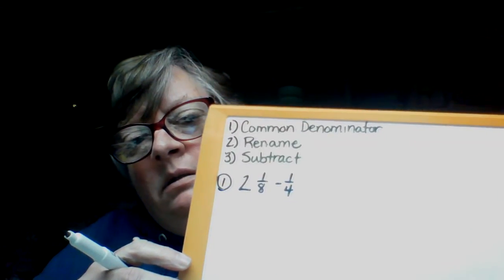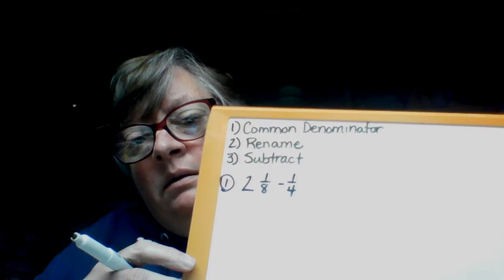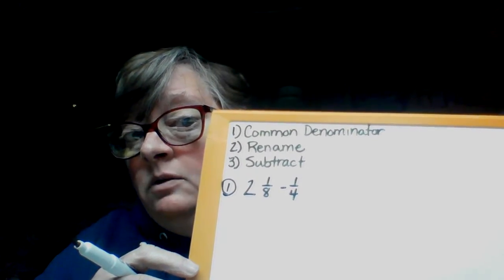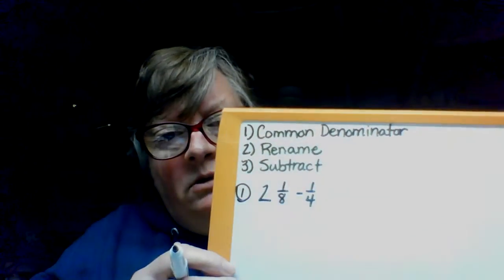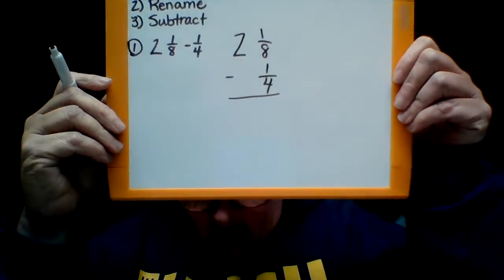And of course, we have to find a common denominator. And if you're getting good at this, you know what the common denominator is going to be. But we're also going to change this around, so we have it subtracting 2 1/8 minus 1/4. That way we keep everything lined up.